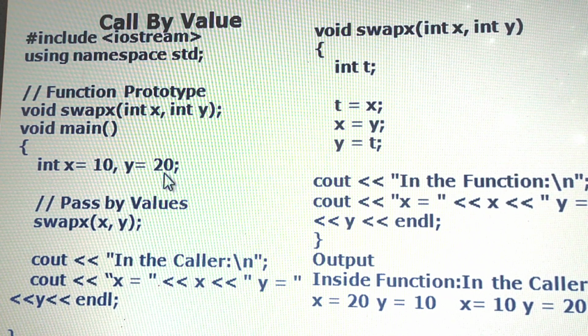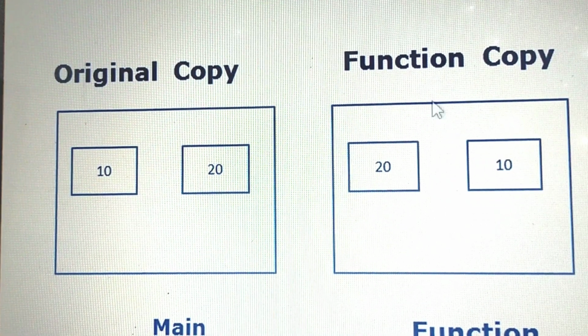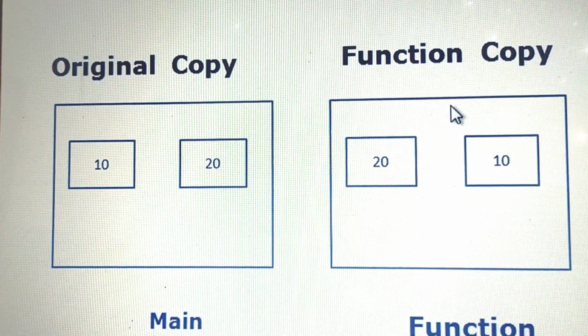It won't be affected. Whatever changes we have done within the function would not be reflected in the main program. What values are there in the main program, it will stay like that only. It won't change. See, after the execution of the program, what happened in the memory?